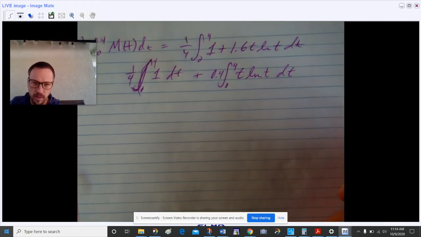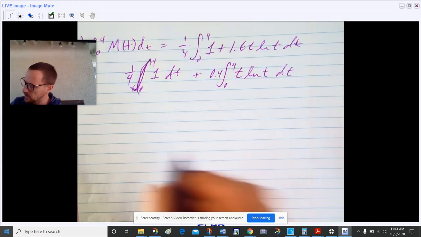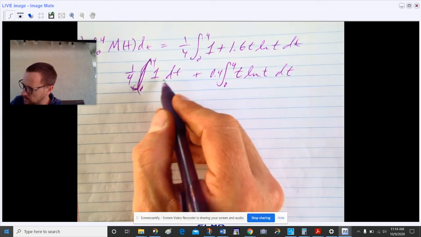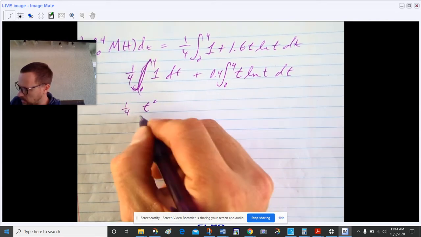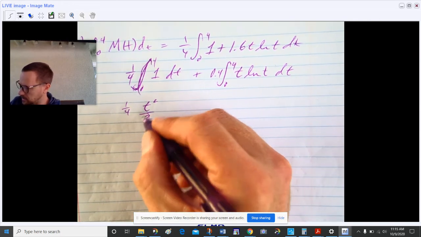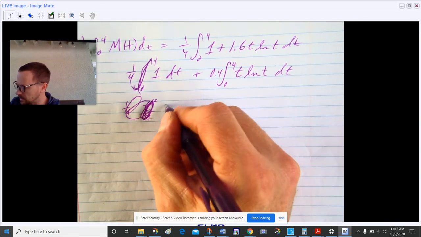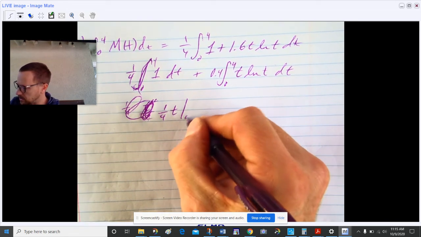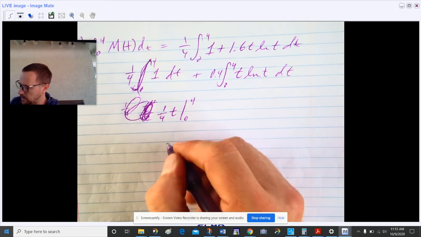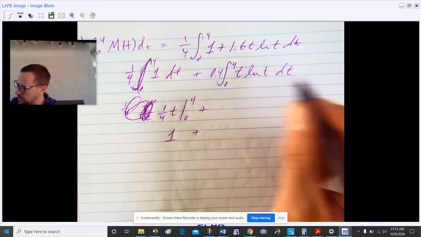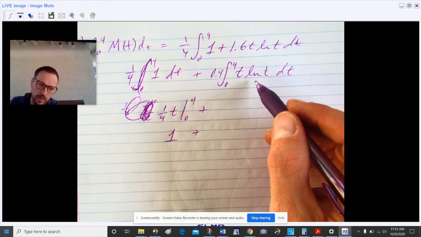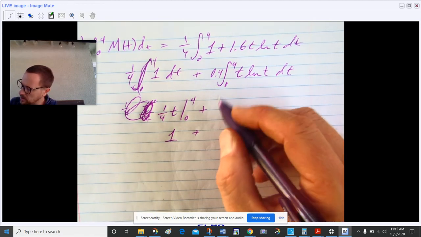Sweetness. So for this one we'd have 1/4 t, going from 0 to 4, which would end up being 1, plus, and then we have this one. We're going to want to use our parts here.